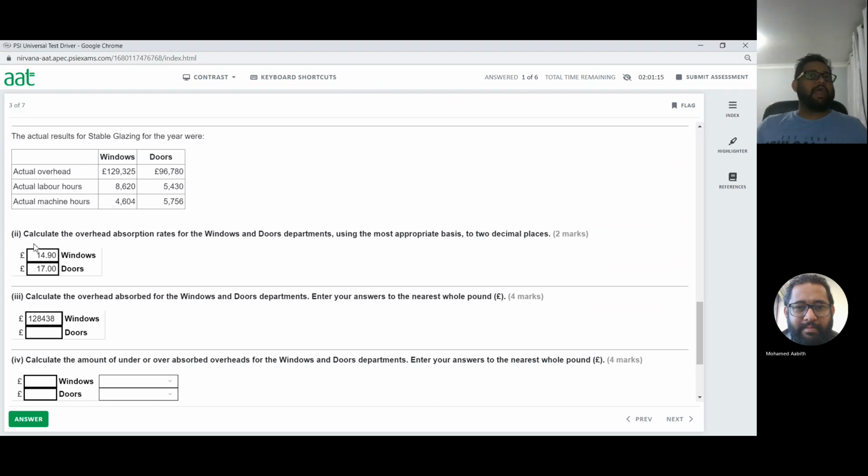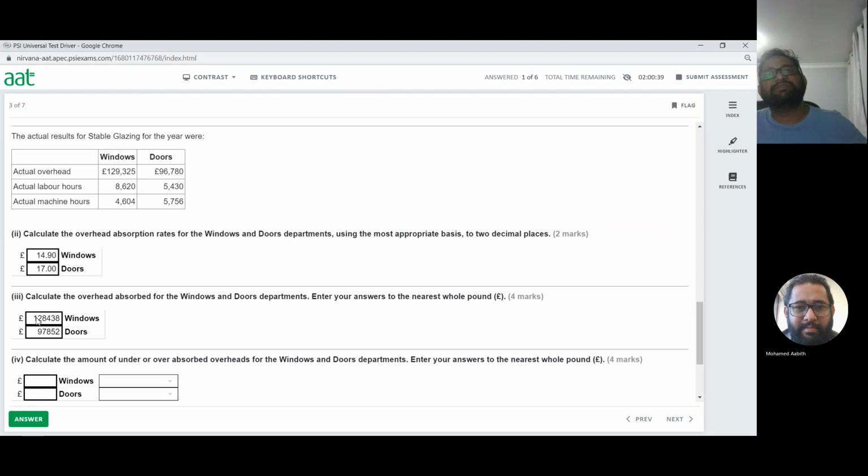Okay, so this is the rate we use, and we multiply by the actual activity. The actual activity is that. When it comes to the dose department, we use the OAR multiplied by the actual machine hours, because that is what we used in our calculation. So here again, 17 pounds multiplied by 5756, that gives you 97,852. So now we have two figures which we're going to compare with the actual overhead we have already been given on this calculation.